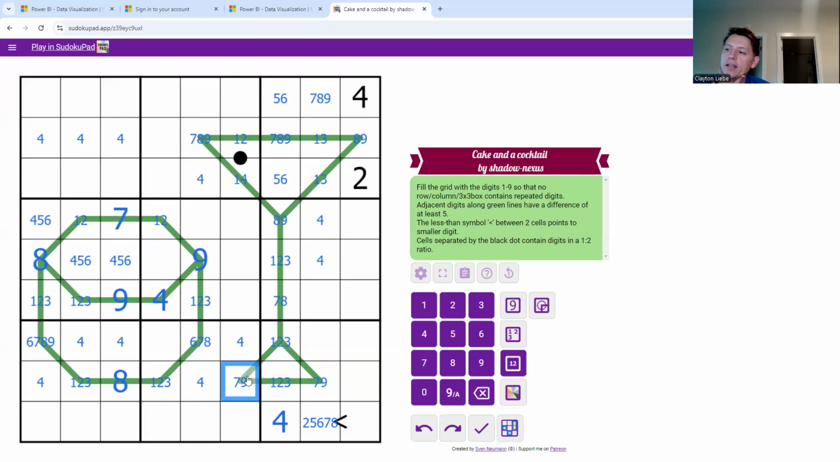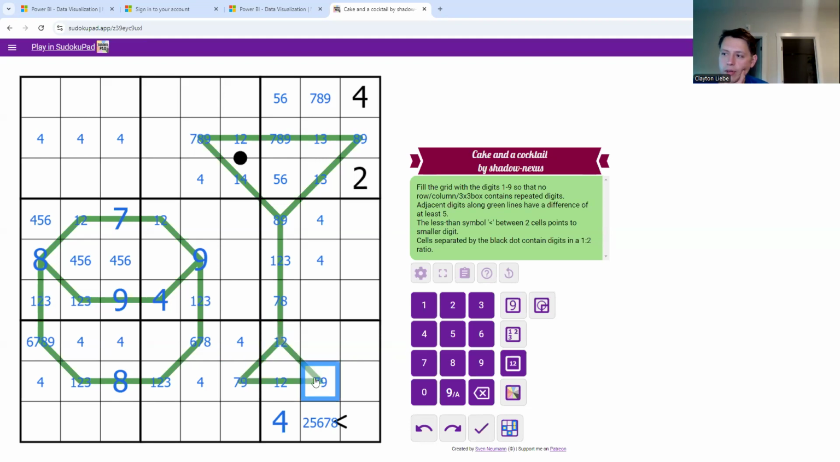There's always going to be a 9. If this is a 7, it sees both of these. If this is a 7, it sees both of these. These can't be 3 anymore, can they? Because they're always going to see a 7, no matter what. If this is a 7, it sees this and this. Either way, you can't have a 3 here.